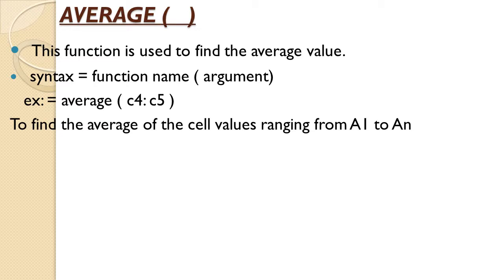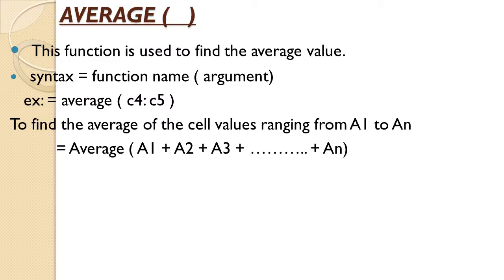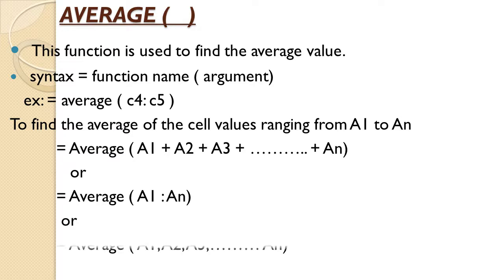To find the average of cell values ranging from A1 to AN, you can write it in three ways. First one, =AVERAGE(A1+A2+A3 plus up to AN), or else you can write =AVERAGE(A1:AN), or else the third type is AVERAGE(A1,A2,A3, up to AN).